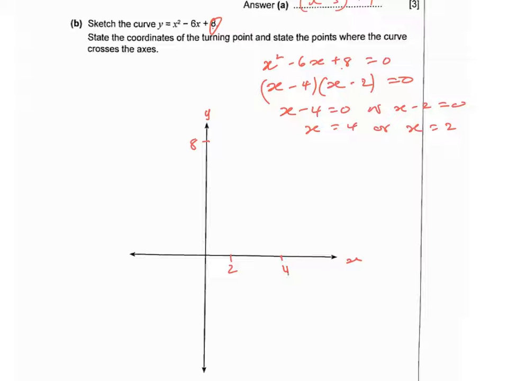I know these points. I know the curve will come through here. It will also pass through here. It will also pass through here. Now I know the y and the x-intercept. From there, what I do, I get the turning point.